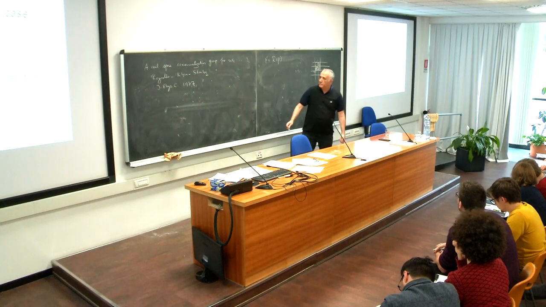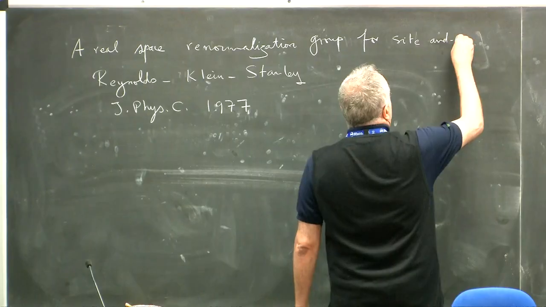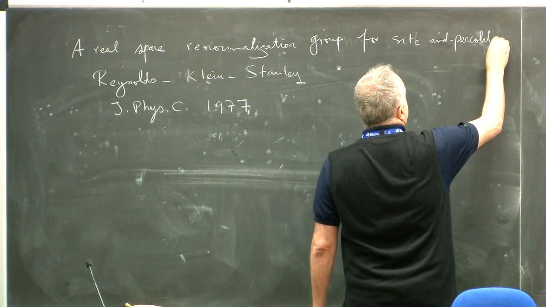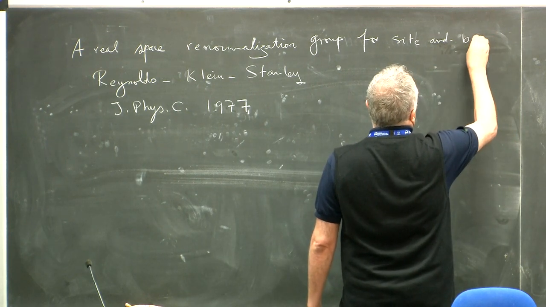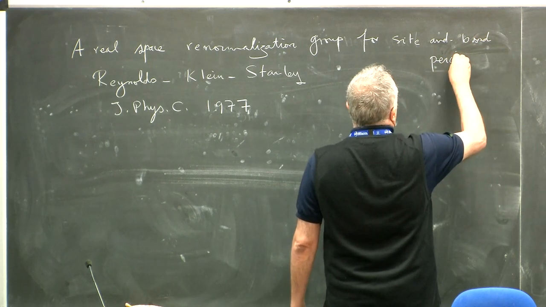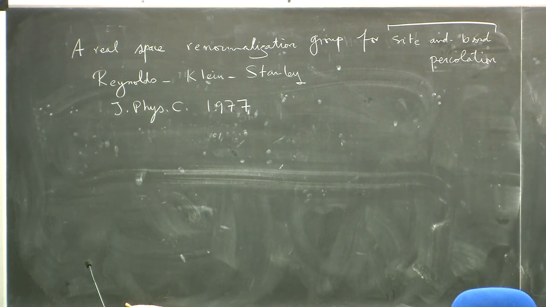Either. In fact, this paper says transition group for site and bond percolation. Until this paper was written, people were thinking that it cannot. So in this paper, they solved this problem. Site and bond will give you the same, can be treated with the same mechanism. All you need to do is to define what you mean by connectedness and stick with it.